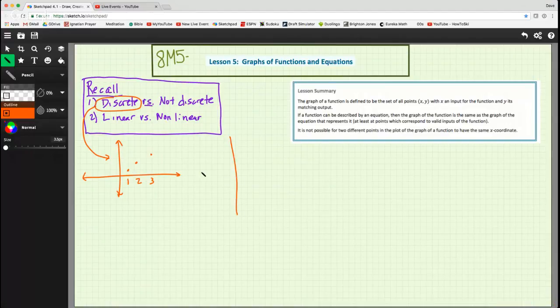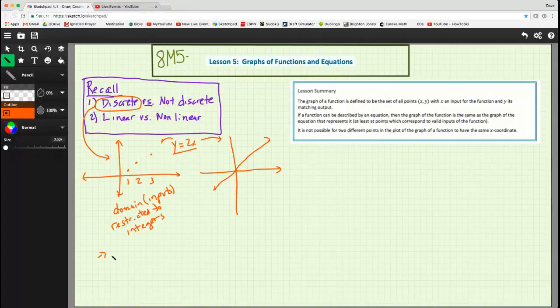So non-discrete would be something more along the lines of a line like this. Now they can have the same description. You could have y equals 2x be this and this. This could be the function that defines both of them, but on this side, let's say your domain, your inputs, are restricted to integers.